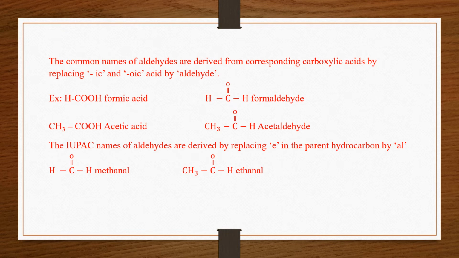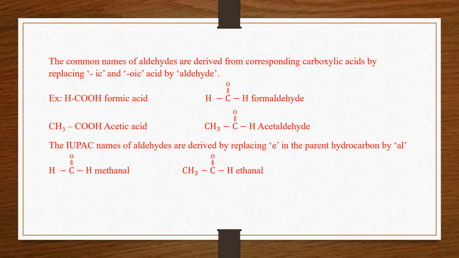And the IUPAC names of aldehydes. How do we get IUPAC names of aldehydes? By replacing the small letter e in the name of the parent hydrocarbon by al. I think you might be a little confused here. I am reading this sentence once again. Carefully follow me. The IUPAC names of aldehydes are derived by replacing the small letter e in the parent hydrocarbon by al. Let me explain this in detail.